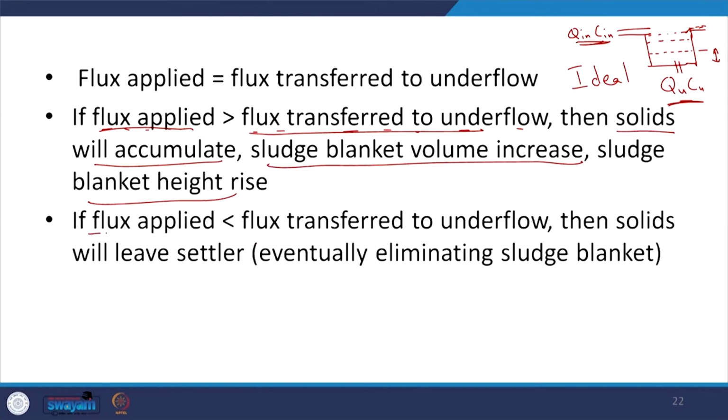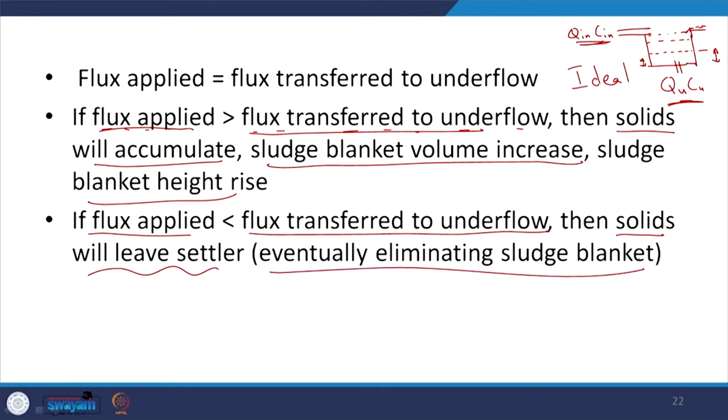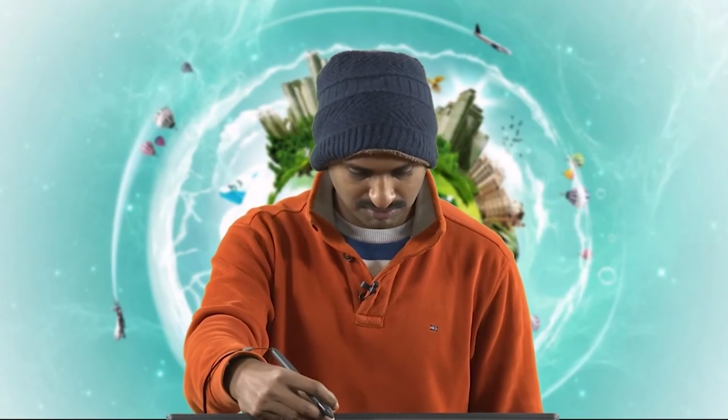If the flux applied is less than the flux being removed through the underflow, then what is going to happen? Here the sludge blanket depth will decrease, and then solids will leave the settler, eventually eliminating the sludge blanket, and that is something you do not want to have. So that is something to keep in mind. We want to see to it that the flux applied is more or less equal to the flux calculated from G limiting.